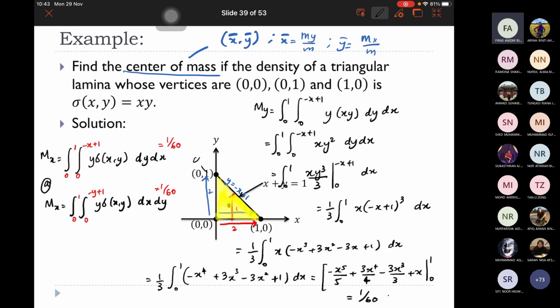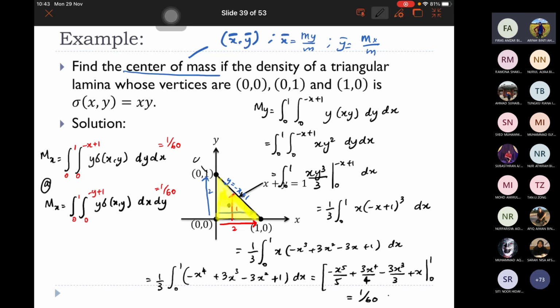Dah siap tak ini? Kalau dah, angkat tangan beramai-ramai. Okay, ramai dah siap. Okay, that's very good. Cuba buat MX. Siapa yang dah siap? Okay. Moment about the x-axis.